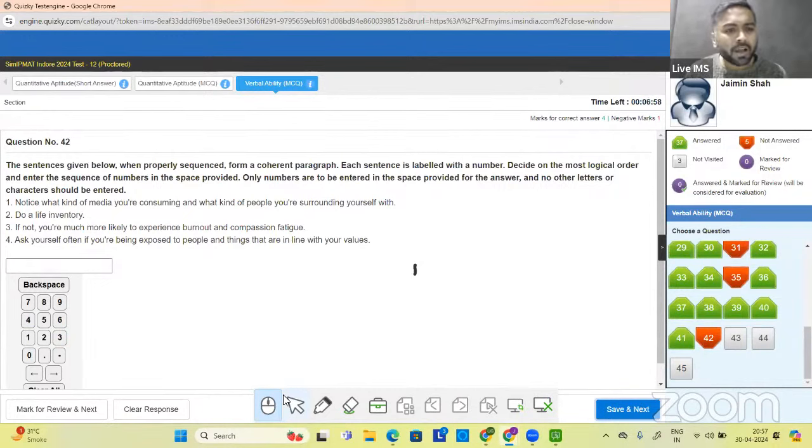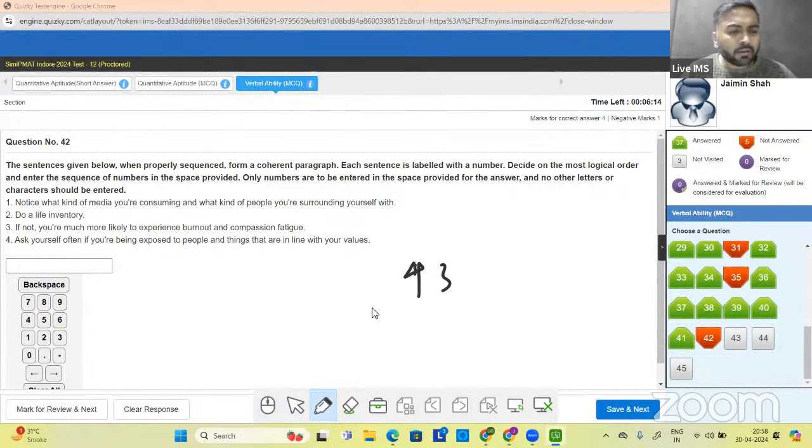Notice what kind of media you are consuming and what kind of people you are surrounding yourself with. Do a life inventory. Do a life inventory cannot be the starting. If not, you are much more likely to experience burnout and compassion fatigue. Ask yourself often if you are being exposed to people and things that are in line with your values. So it is 4 and 3.